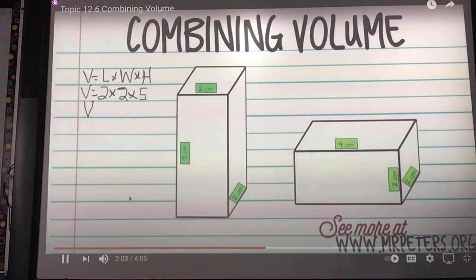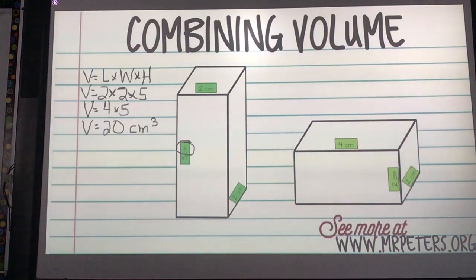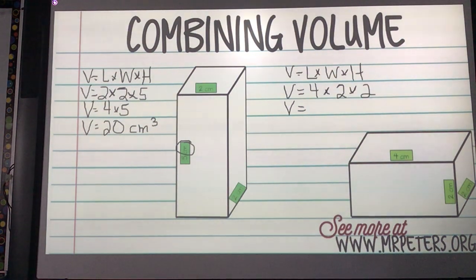Now, volume equals 2 times 2 is 4 times 5, and the volume equals 20. Let's look at our label. Our label is centimeters, so we're going to have centimeters cubed. Let's go on to the other problem. Doing the same thing, first let me move that down a little bit, right here. We're going to have volume equals length times width times height. Volume equals, our length would be 4 centimeters, our width would be 2 centimeters, and our height would be 2 centimeters. So now, volume equals.